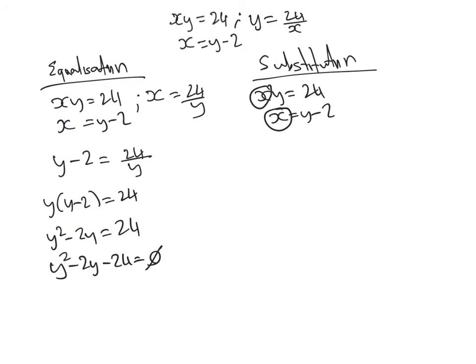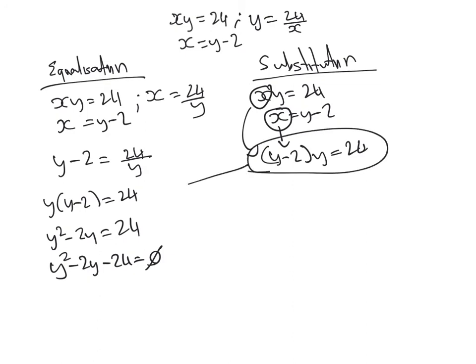So where this x is, we're going to put a bracket, times y equals 24, and then we're going to drop our redefinition of x into here, y minus 2. And if you look, this is just this, isn't it? So that's how they both work. But you can see here, substitution is an easier method than equalization. Not by much, but what do we care? So off we go here then.